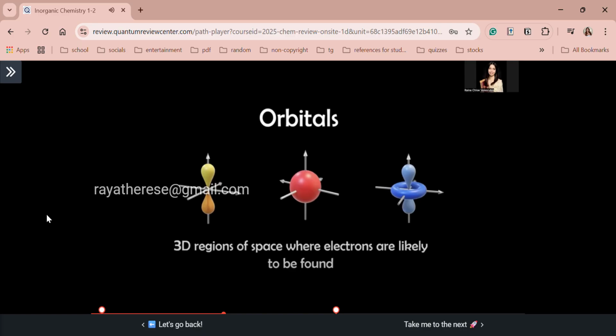Kanina, we learned that orbitals are the 3D regions of space where electrons are likely to be found. So again, this is the s orbital, this is the p orbital, and this is the d orbital. Again, maximum number of electrons sa isang orbital ay 2 lang dapat. Okay? Then the orbital does not exist if there is no electron occupying it.